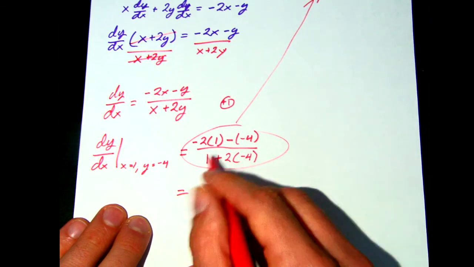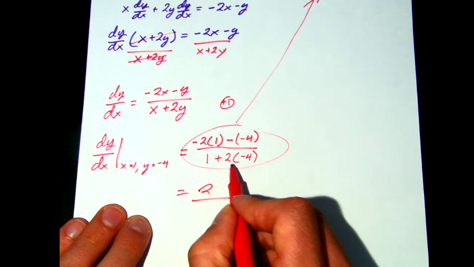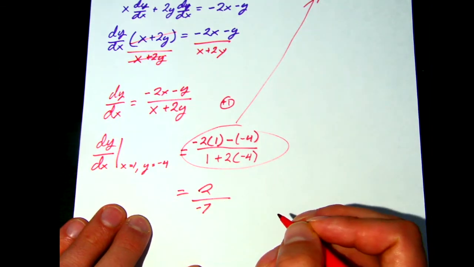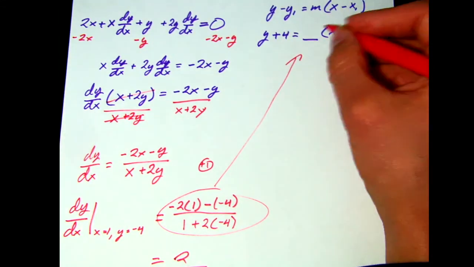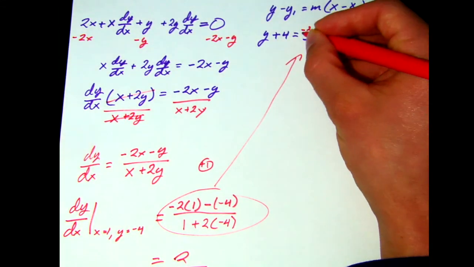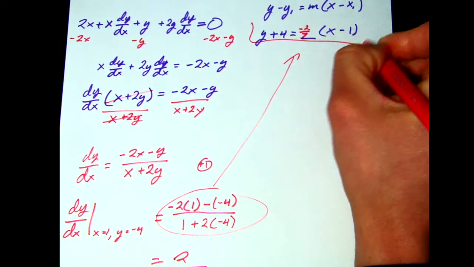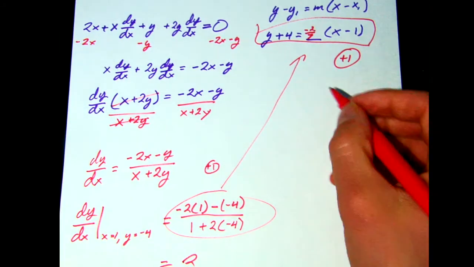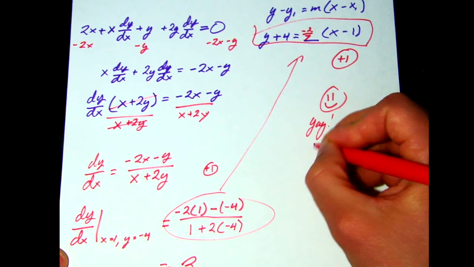What would this be? -2 plus 4 is 2, divided by 1 plus -8, which is -7. So I would just say, oh, it's y plus 4 equals -2 over 7 times x minus 1. And that is my last point on this problem. Okay? And I say, yay, I love math.